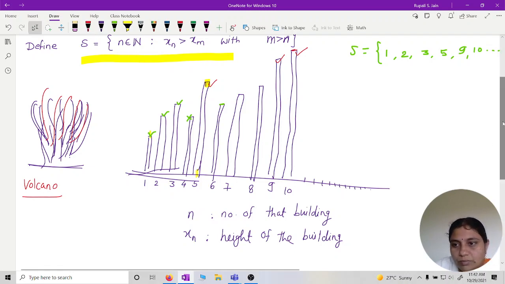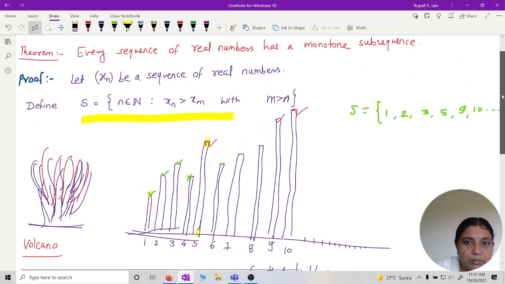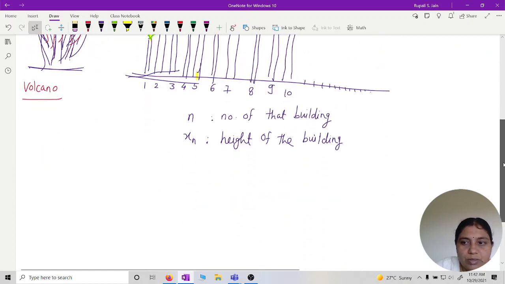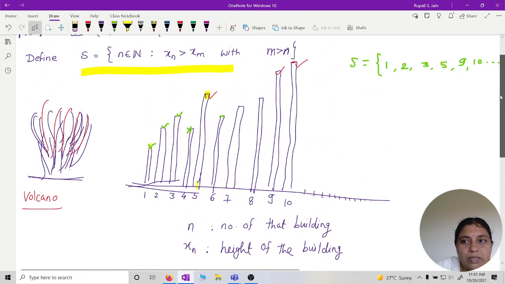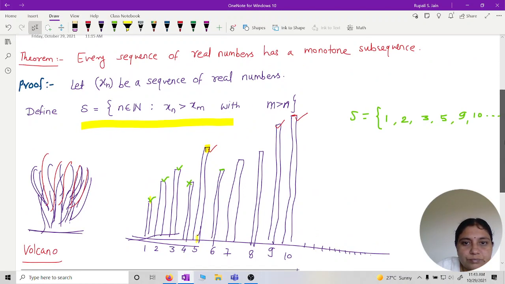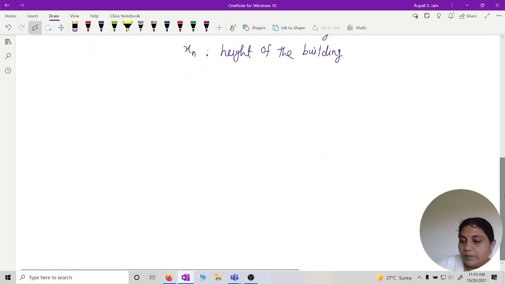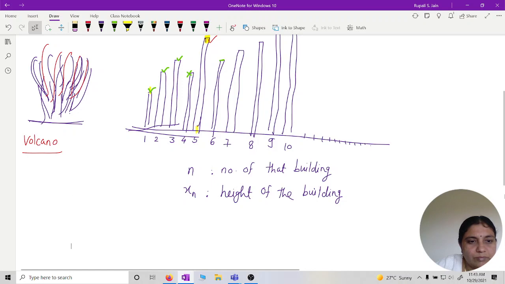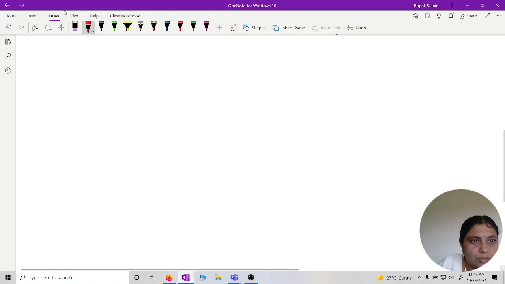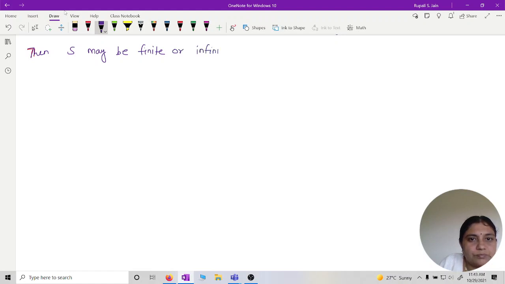So if we have any sequence of real numbers, we can define such a set S. Okay, so we have defined a set S. Then what can I say about that set? Either it will be finite or it will be infinite, right? S may be finite or infinite. Suppose S is finite.